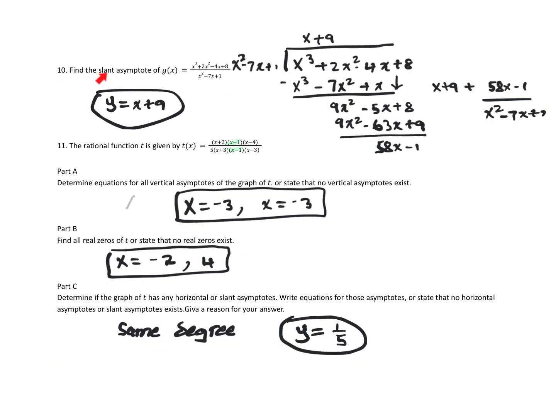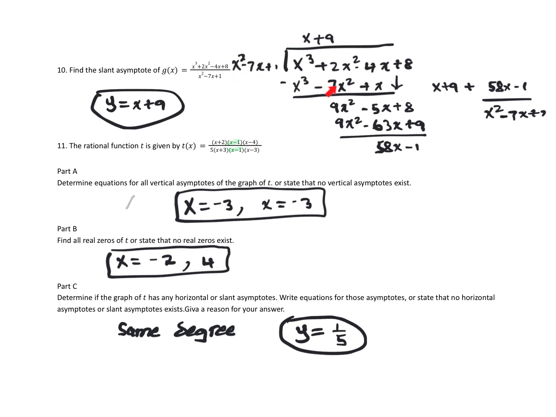So for number 10, we are told to find the slant asymptote of this equation. This is a rational function, so the first thing I need to check is the degree. The degree of the top is 1 more than the bottom. That means I have a slant asymptote, and I cannot use synthetic division for this one, so I use long division. I set it up, and I want to make sure I get x cubed here, so I multiply everything by x.